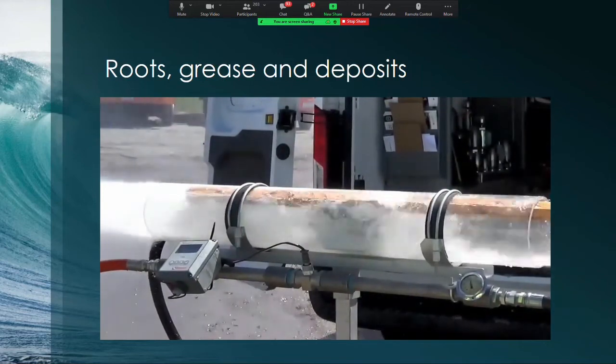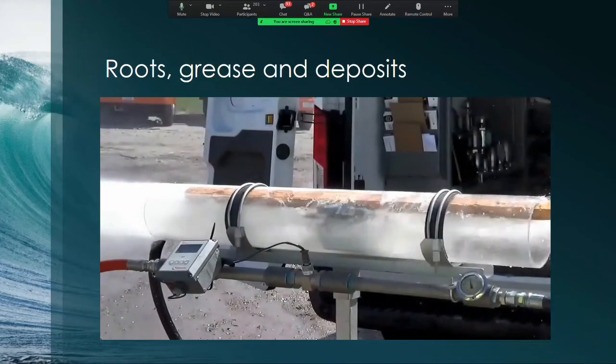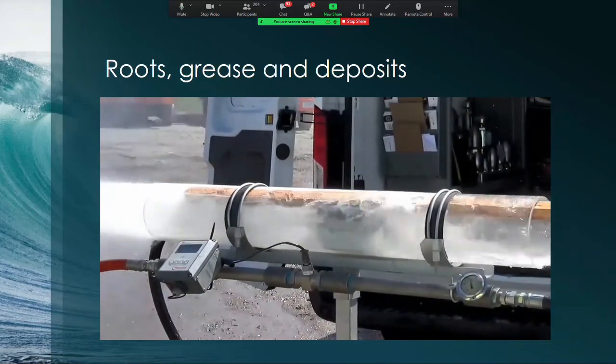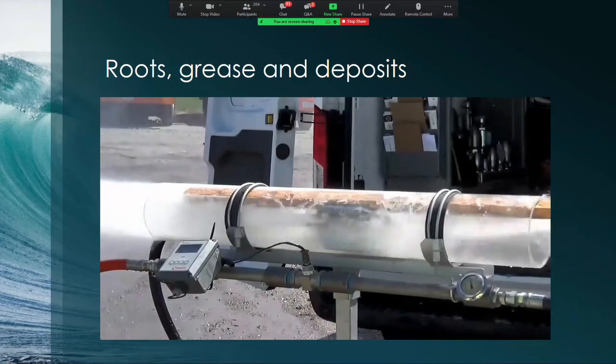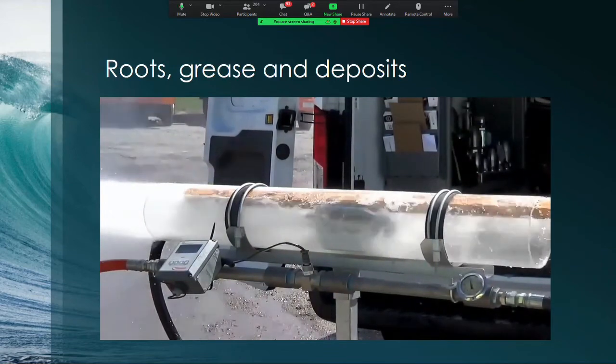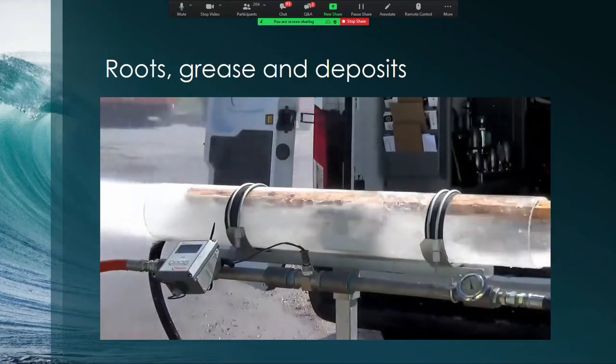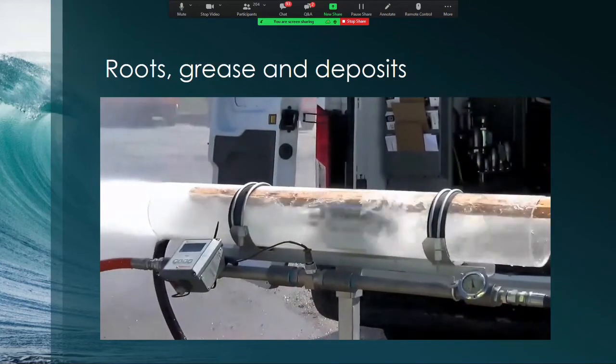So remember, this is a piece of 2x2 kiln drying. It's not like a root, but it's like a root in some degree. So, struvite, mineral deposits, grease, roots, it's all good.